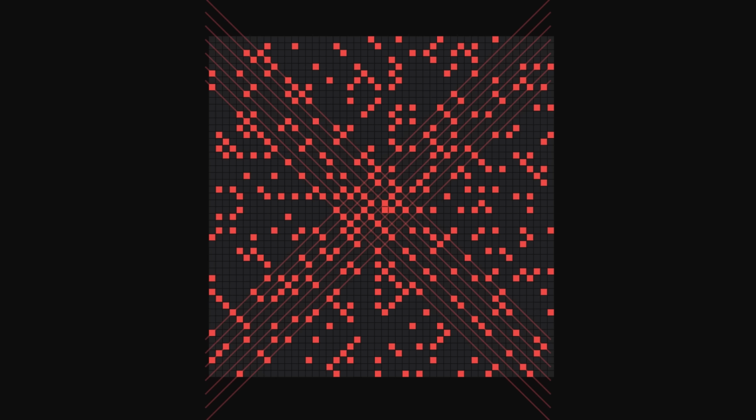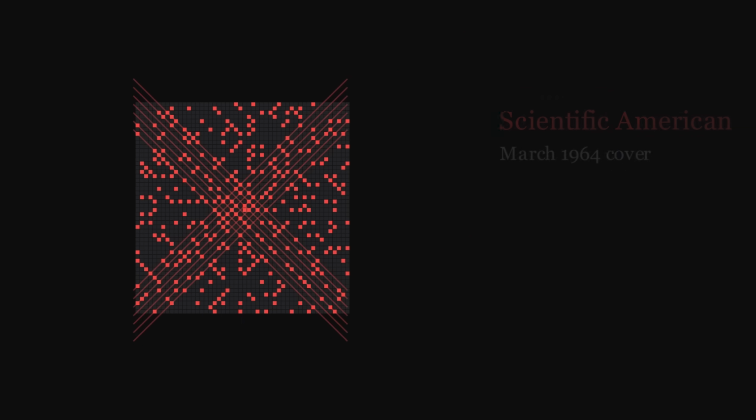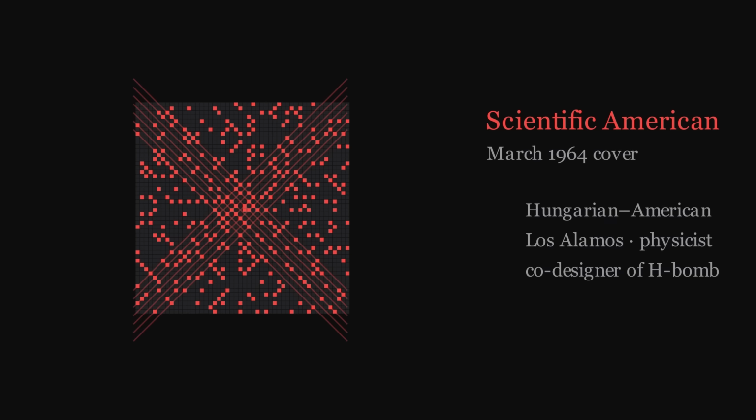He showed it to his colleagues at Los Alamos. Within a year, Martin Gardner wrote about it in Scientific American. The image went on the cover in March 1964. Within a decade, it was in every recreational mathematics book in print. Ulam never wrote a research paper on it. He just doodled it, showed his friends, and went back to physics.